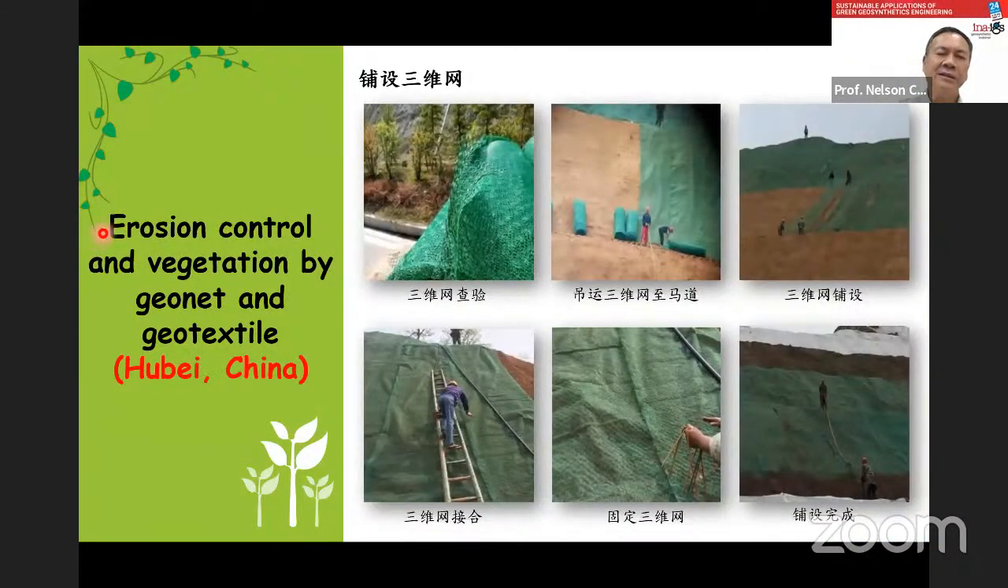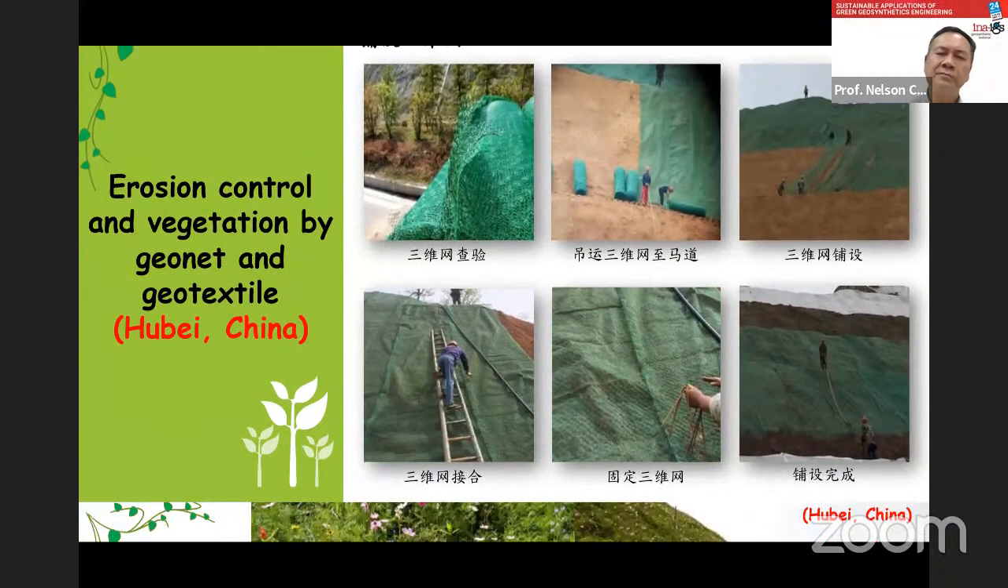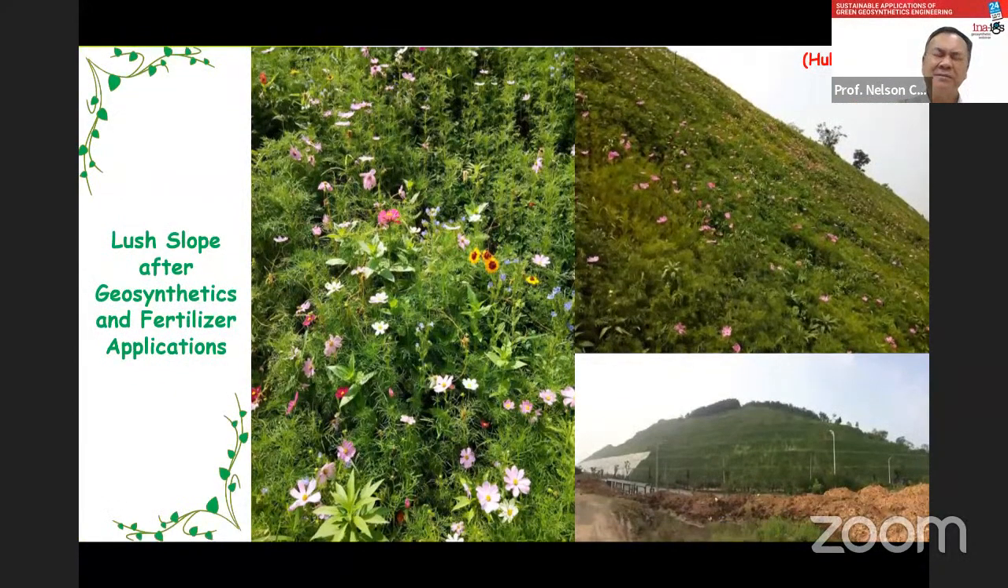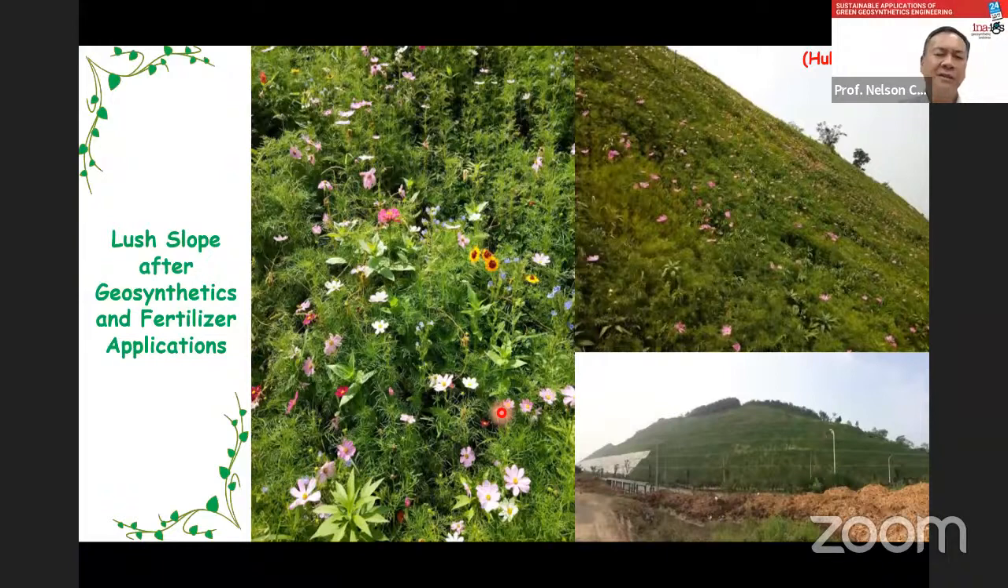And for erosion control, we also use the geonet and the geotextile on the surface to allow the vegetation to grow up. After the geosynthetic and the fertilizer application, the slope becomes like this. It's really a large slope. It's very beautiful. So officers are very happy with the achievement.